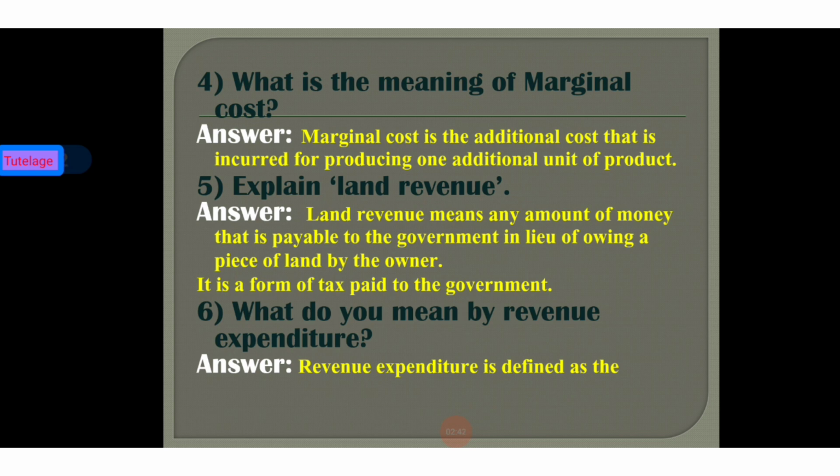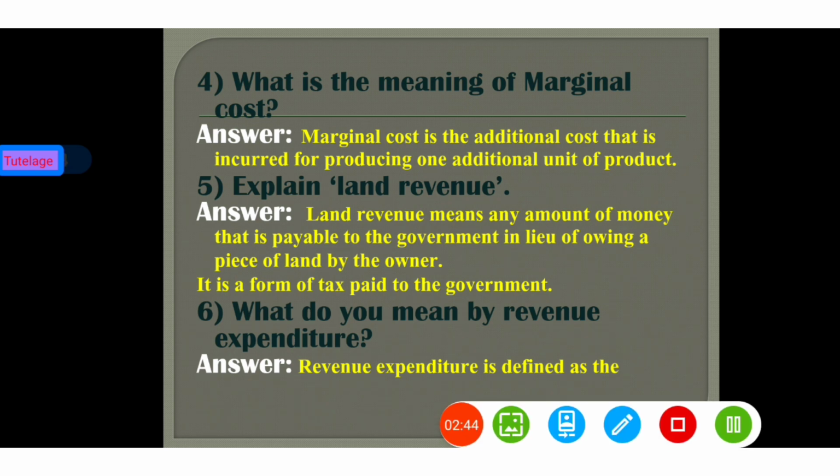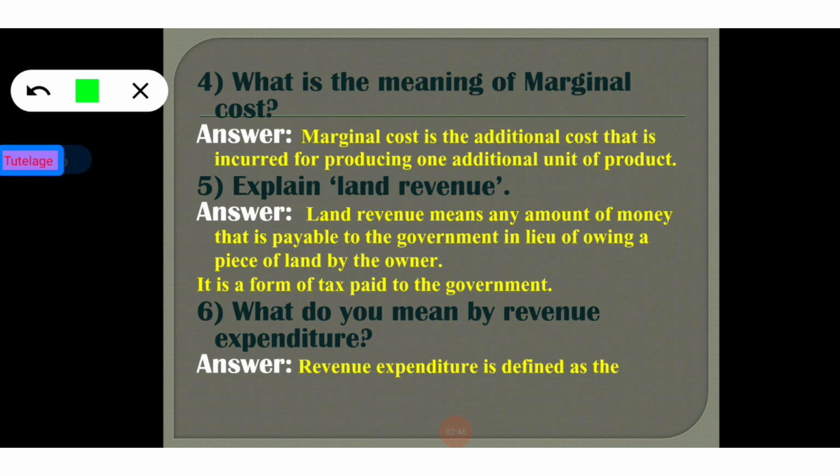The next question is, what is the meaning of marginal cost? So, marginal cost is the additional cost which is incurred for producing one additional unit of product. So that is called the marginal cost. Clear? So now going to the next question here.